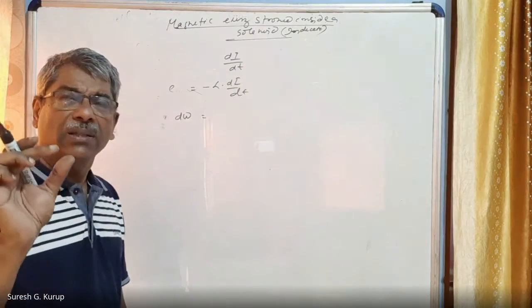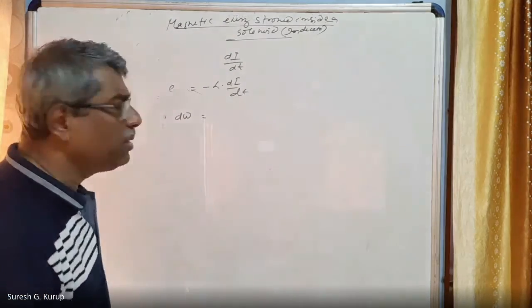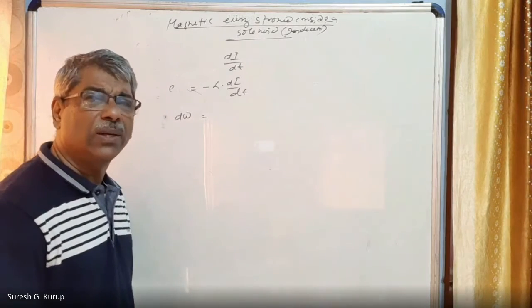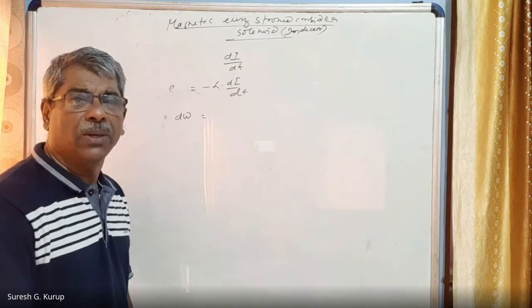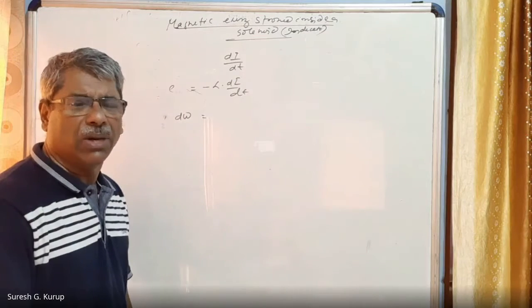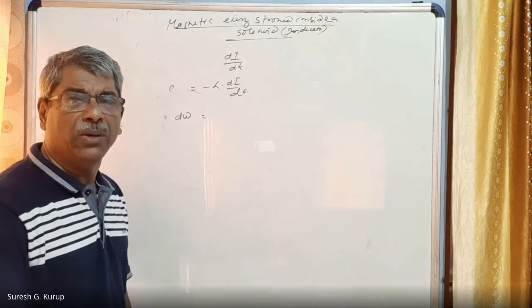Then for that, the small amount of work done by the source is given by, because work done in electricity is equal to current into voltage into time, that is V into I into dt.